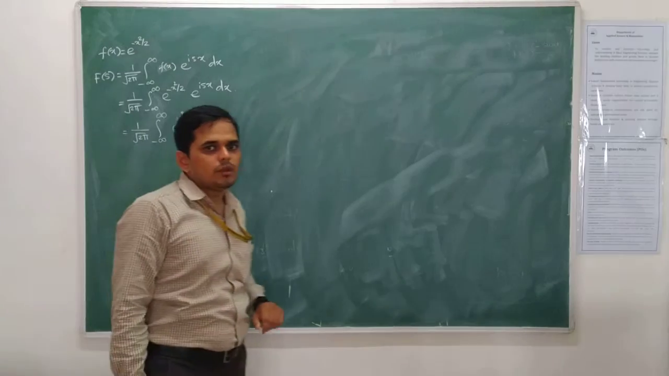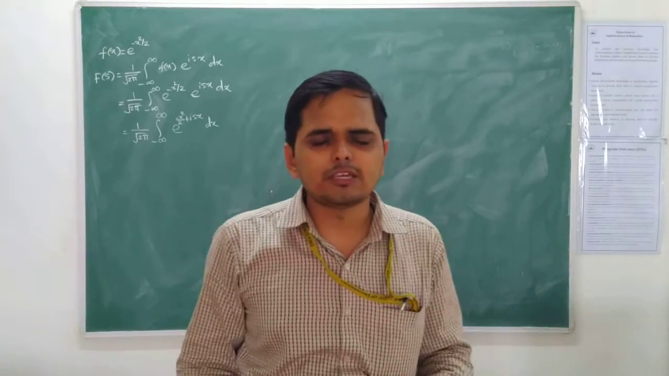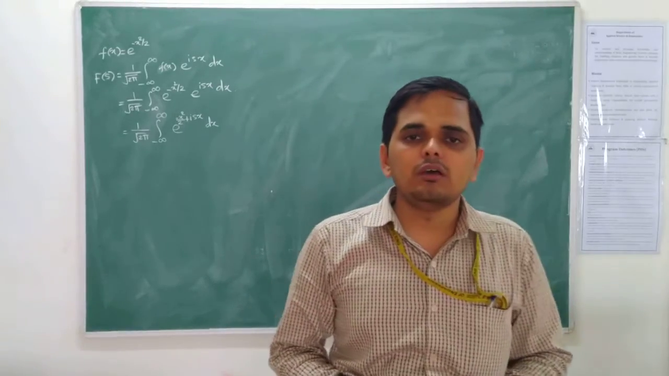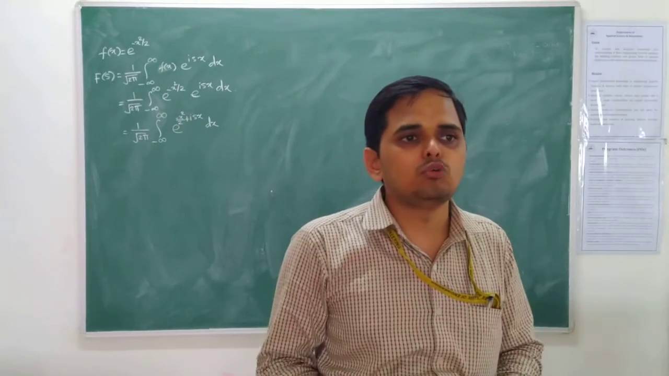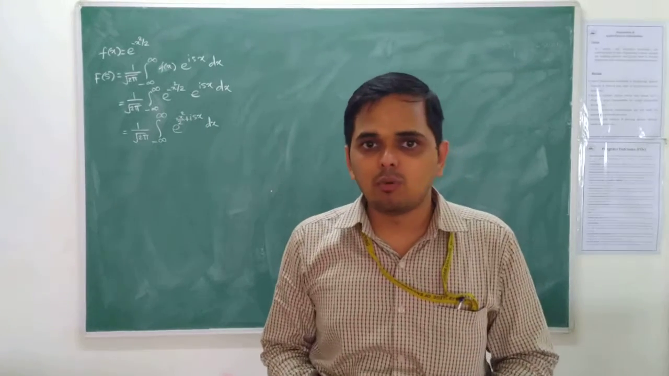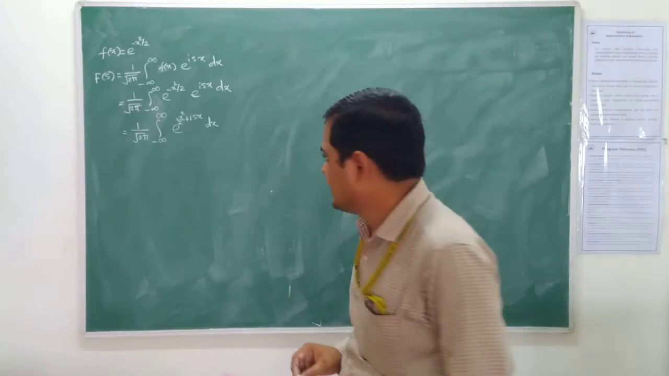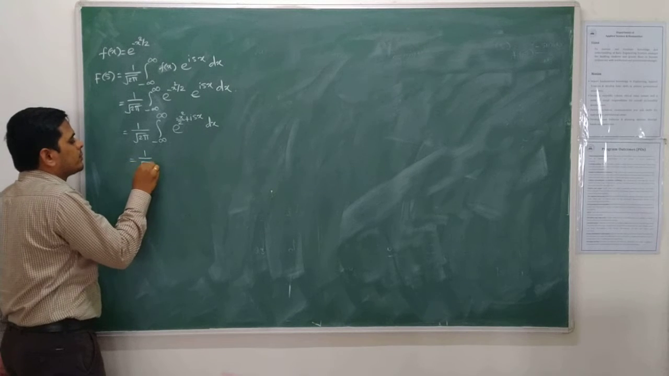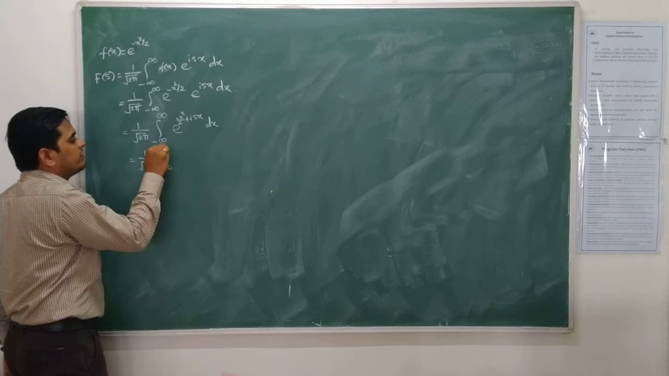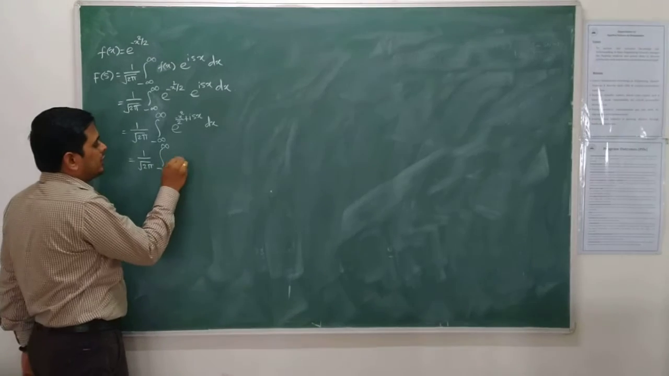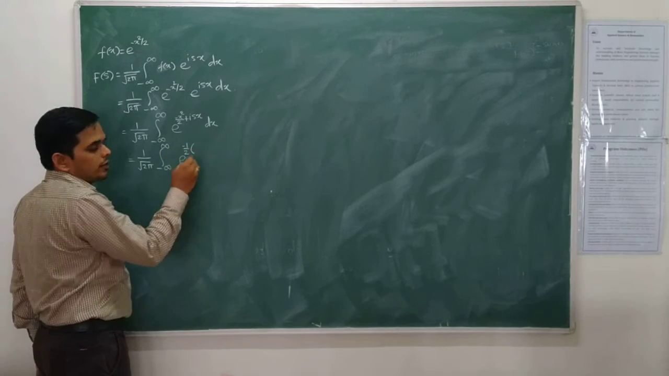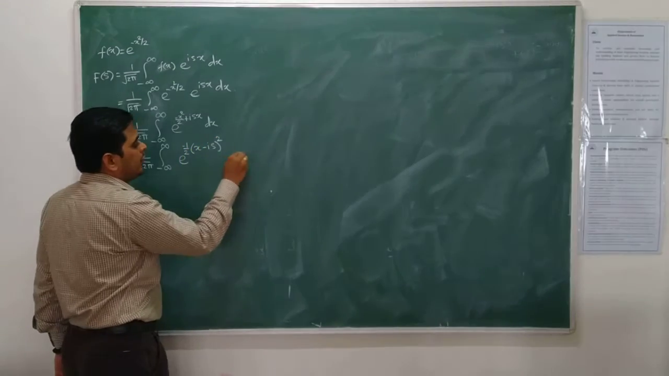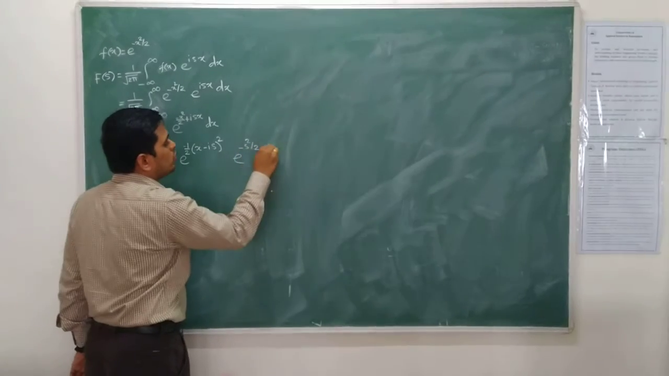Now just look at the power of the exponential term. x square is present as well as x raised to 1 is present. So in 7th standard we have seen the concept of how to make a perfect square of the given polynomial. Using that concept, I can write this as 1 upon square root 2 pi integration from minus infinity to plus infinity e raised to minus 1 by 2 into bracket x minus i s whole square into e raised to minus s square by 2 dx.